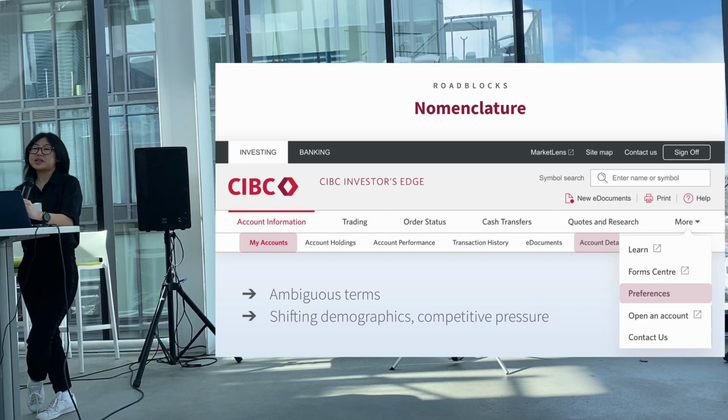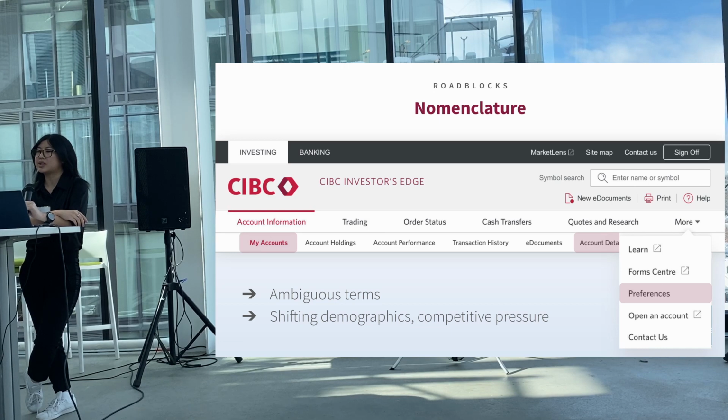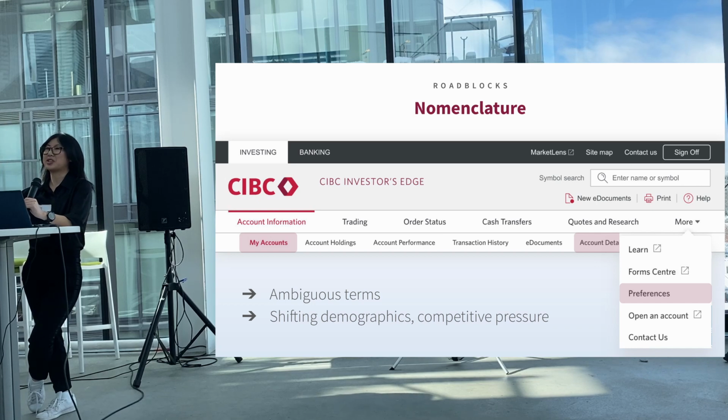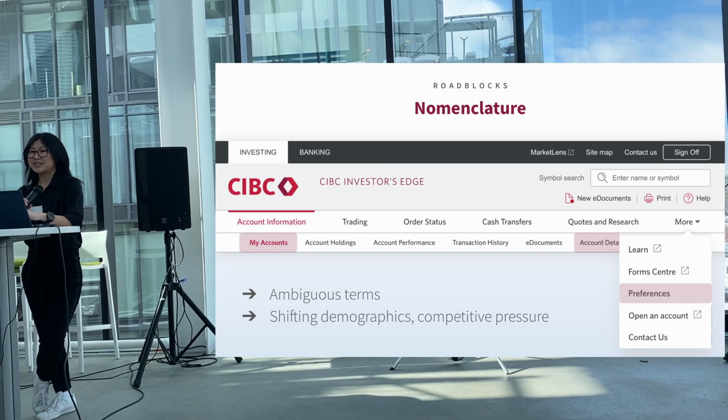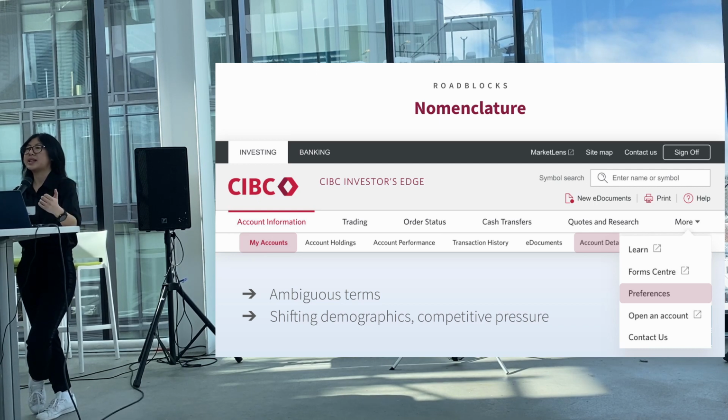The next roadblock we faced was the nomenclature. There were a few ambiguous terms we had to sort out. For instance, most transfers related pages were under preferences. Like Constance said, everything gets tossed into the junk drawer. And this made them very hard to find both for our users and our developers.